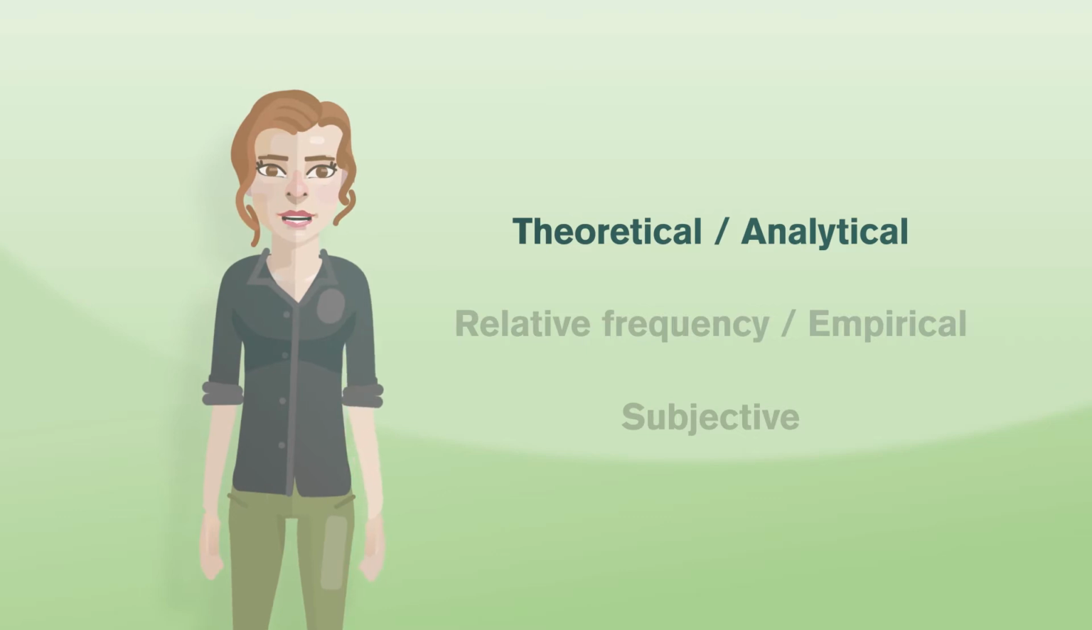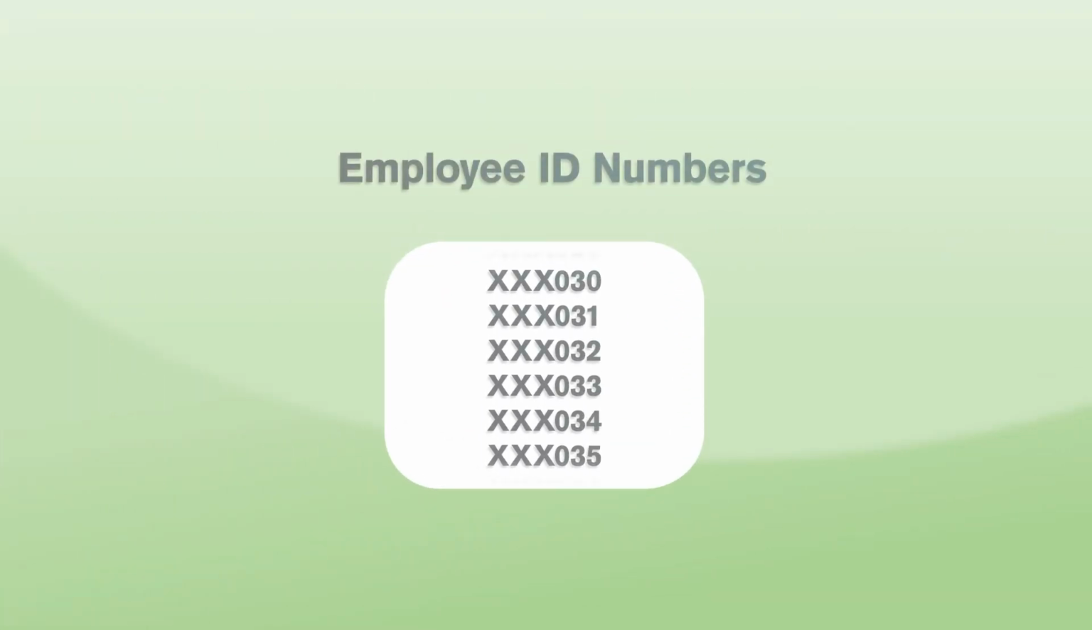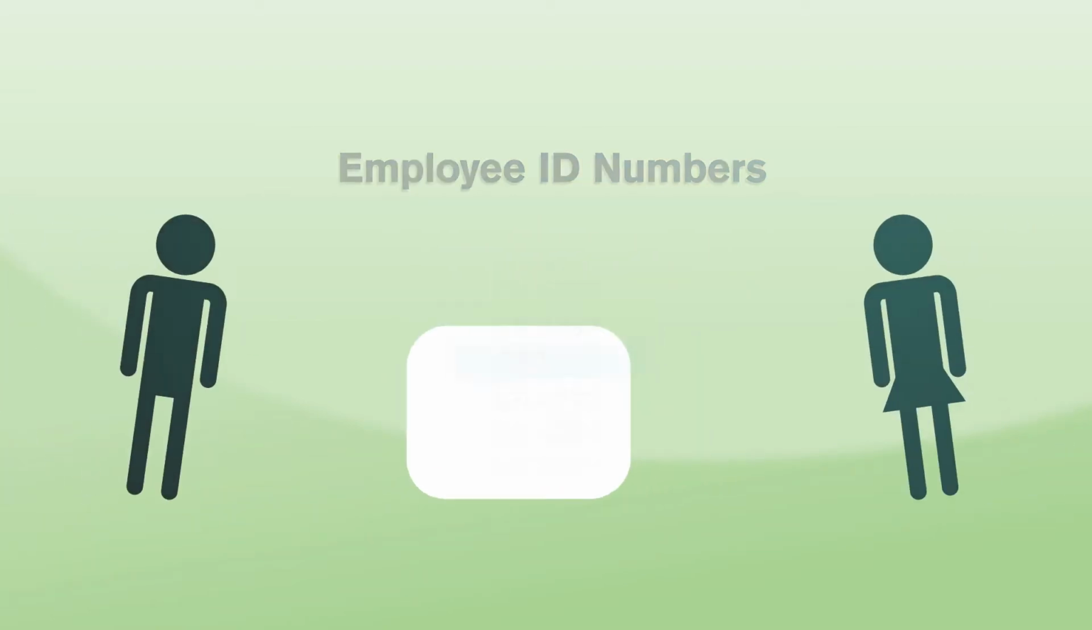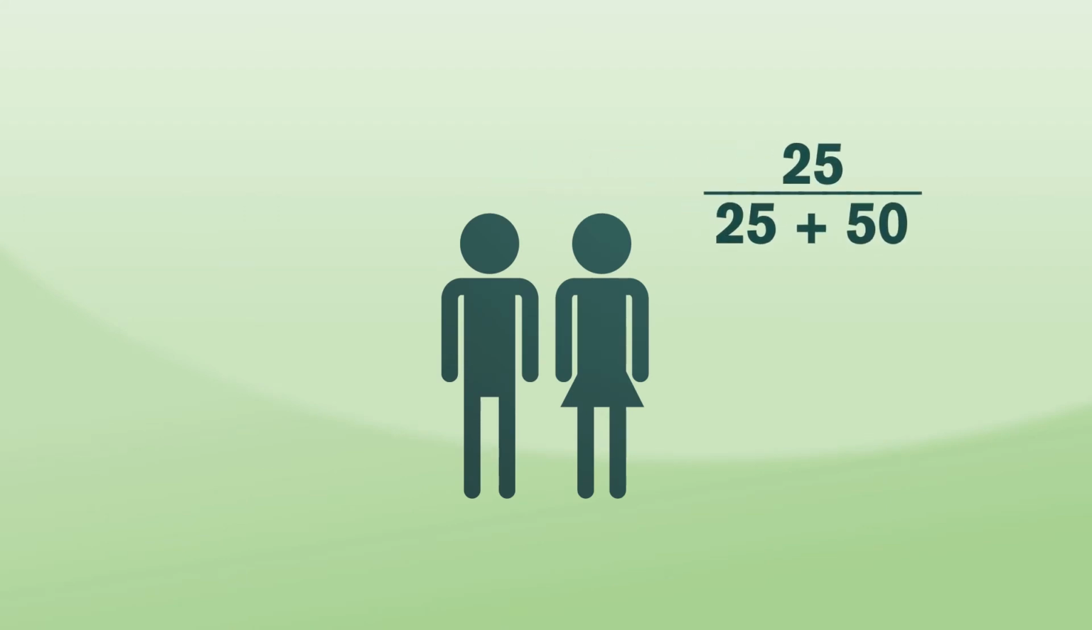Theoretical probability uses knowledge of the process and what should happen in theory, or, on average, to calculate a value. For example, the chance of randomly selecting a female employee from a list of employee identification numbers within an organisation which has 50 males and 25 females would be 25 out of 75, or 1/3.